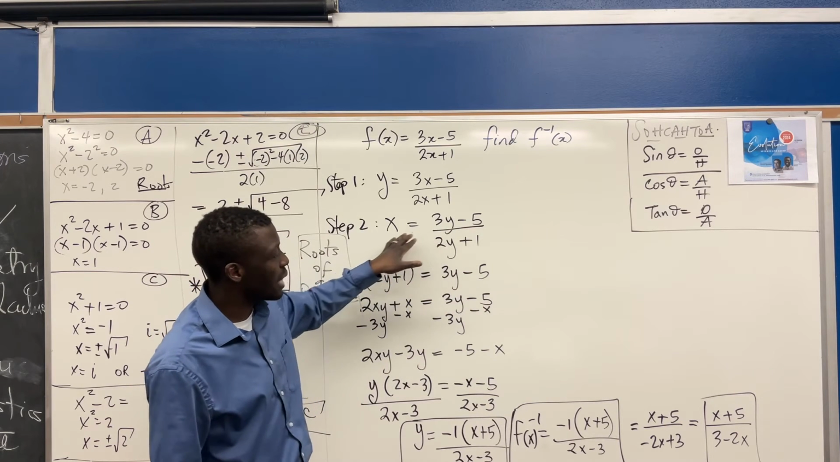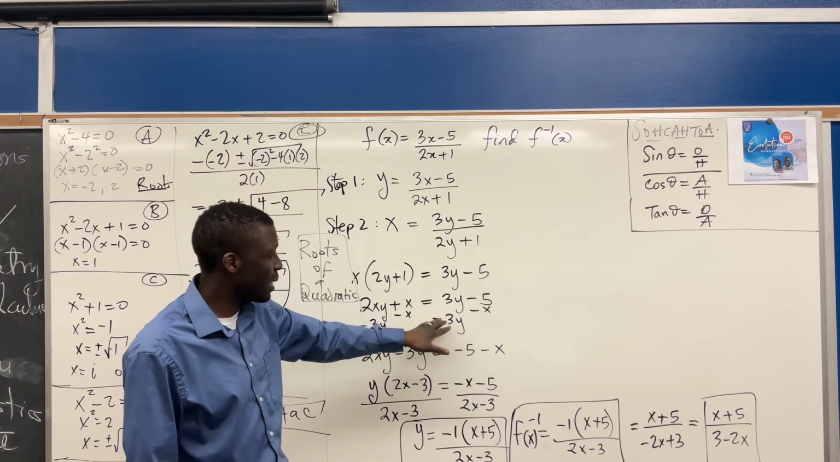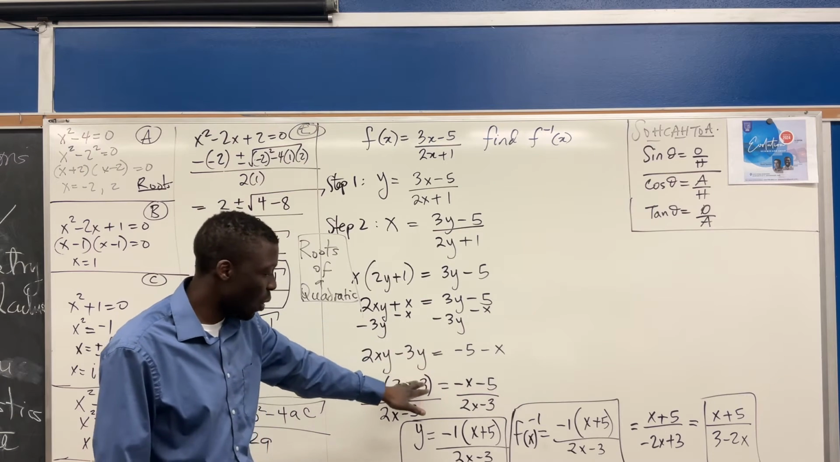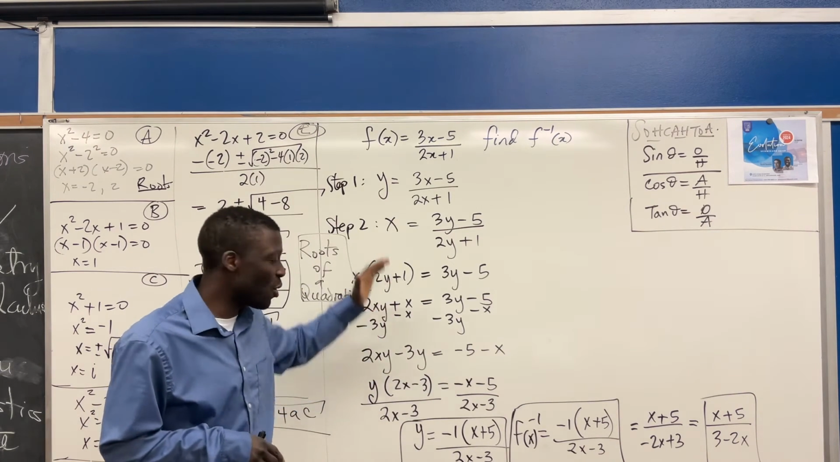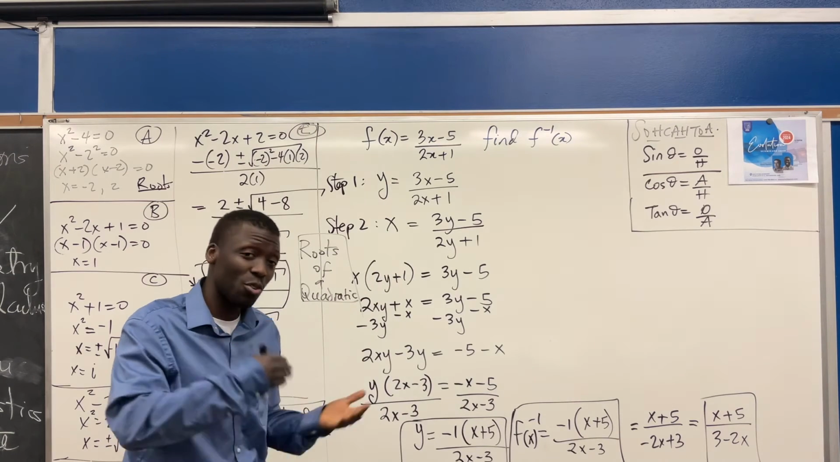I multiply both sides by 2y plus 1. We get down to this step. We continue our work, and we get to our destination. You can go back and watch this video. You can look at the steps. You can try it and then look at my work.